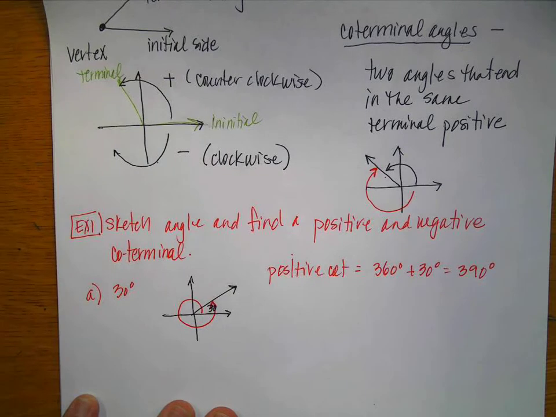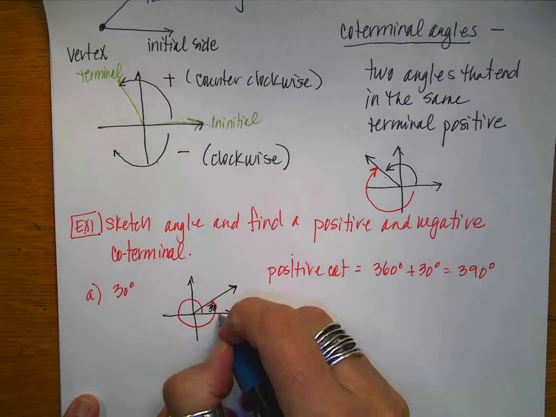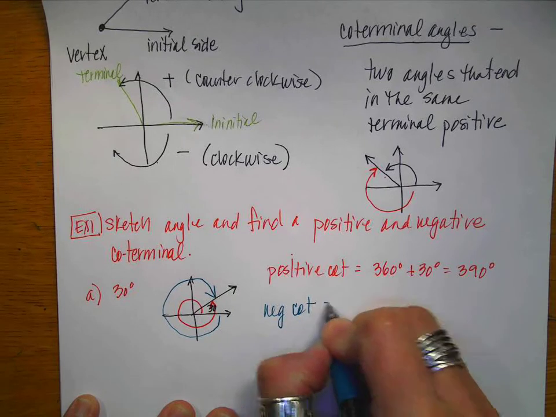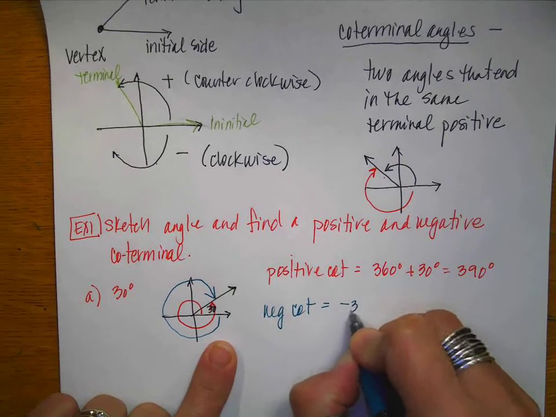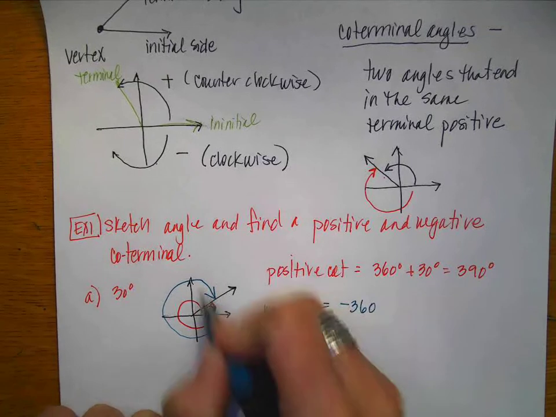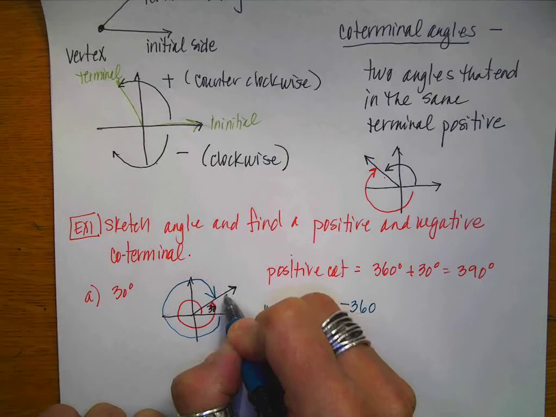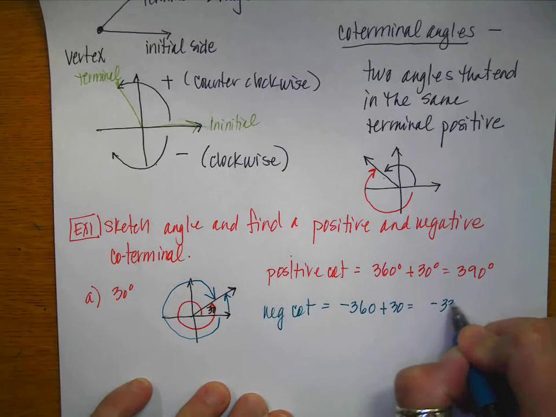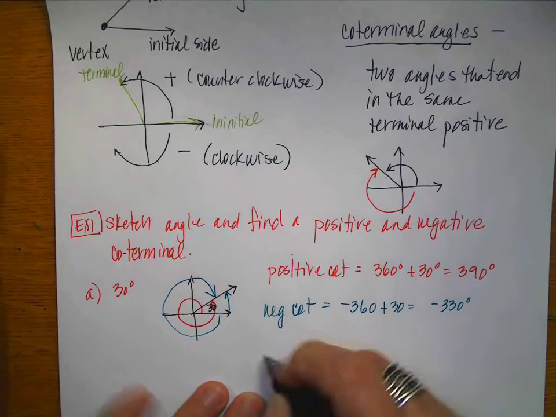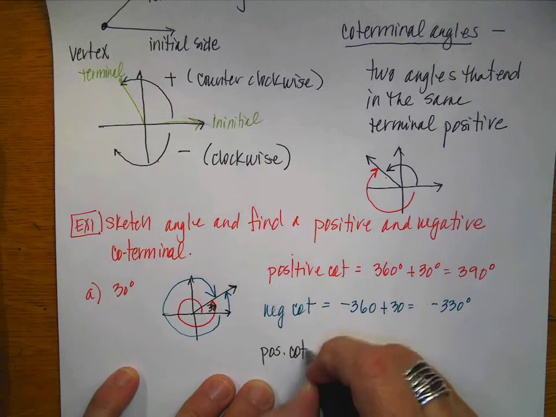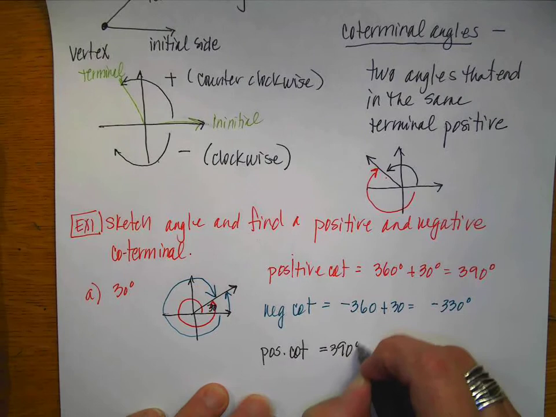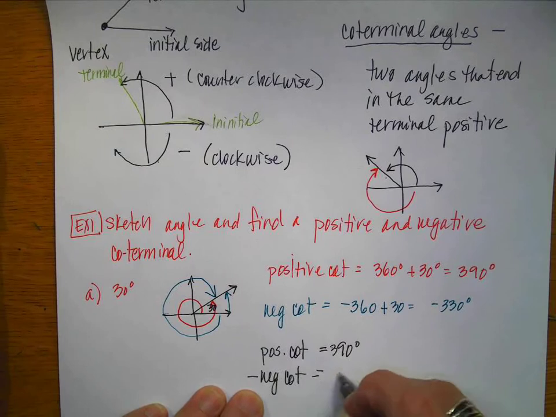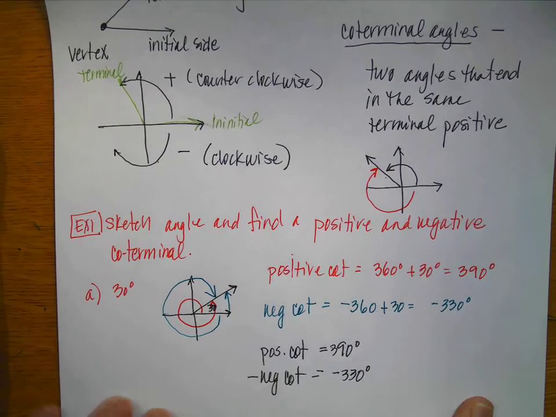okay? And then my negative coterminal, do it in a different color, means that I'm going to start here, and I'm going to go negative. So my negative coterminal is going to be, I'm going to go a negative 360 degrees. So technically I'm going to go all the way to the axis, and then I'm going to back up 30. So then plus that 30 degrees, and I'm going to get a negative 330 degrees. So when I report, I would write that my positive coterminal is going to be 390, and my negative, I'll write the word negative, coterminal is going to be a negative 330 degrees.